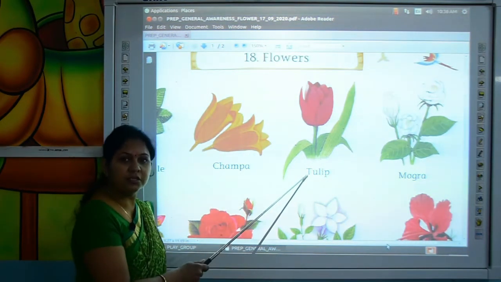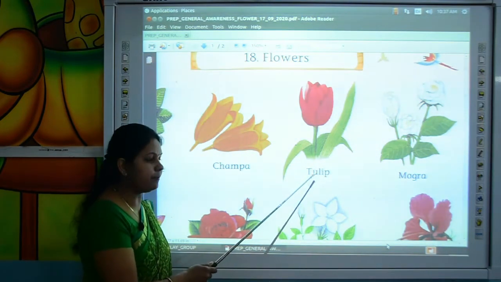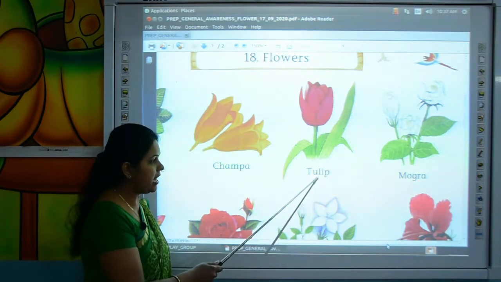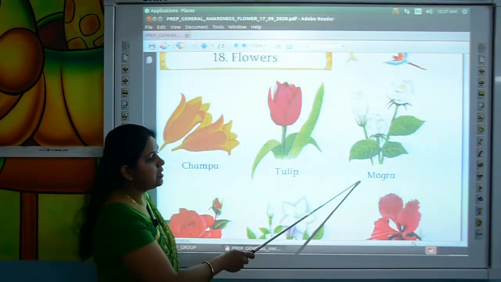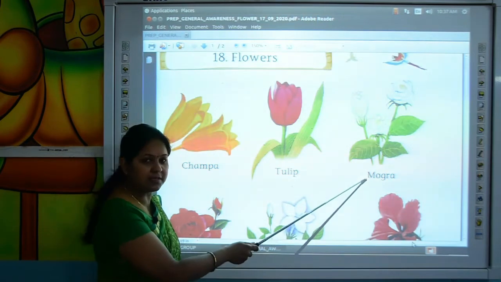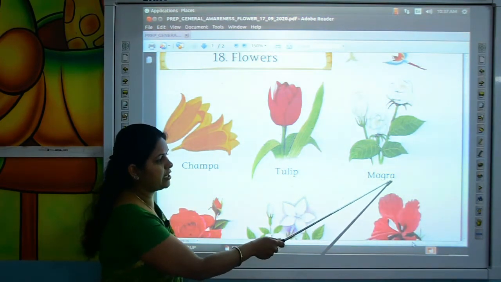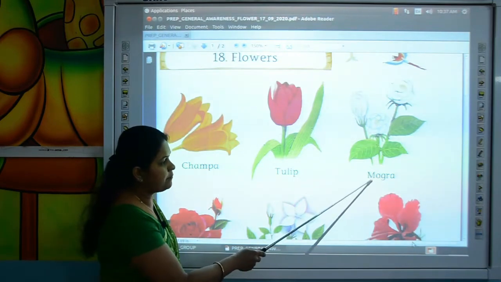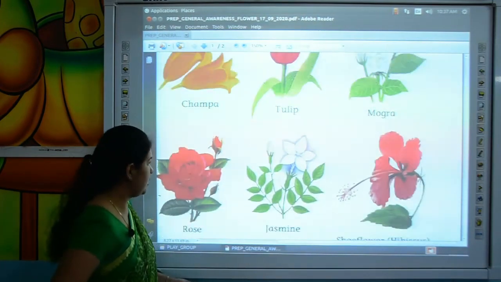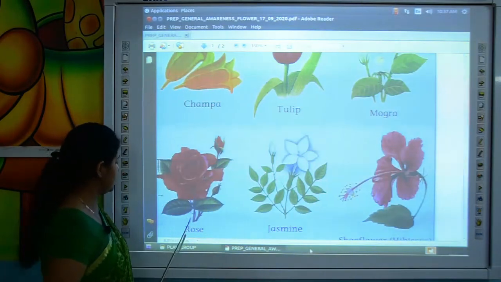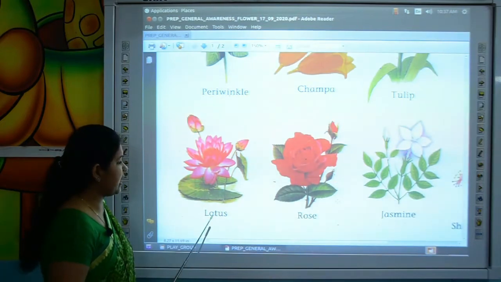This flower is tulip. T-U-L-I-P, tulip. Now this is mogra. This flower is mogra. M-O-G-R-A, mogra. Keep your attention, kids. This is the next flower. Lotus. Which flower is this?